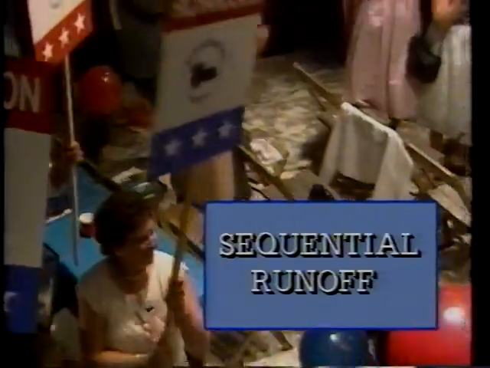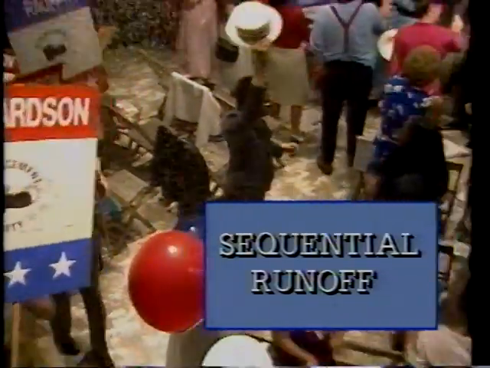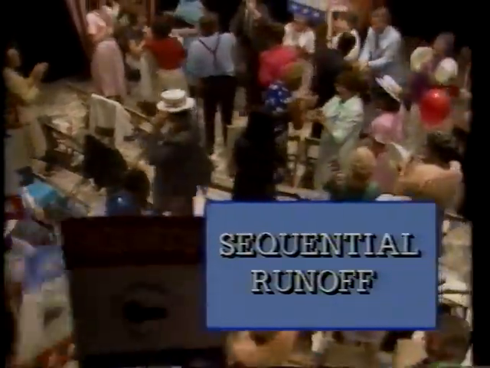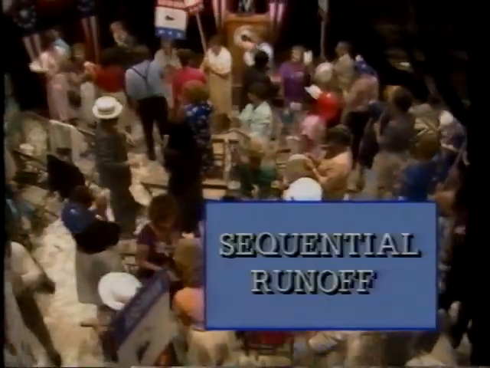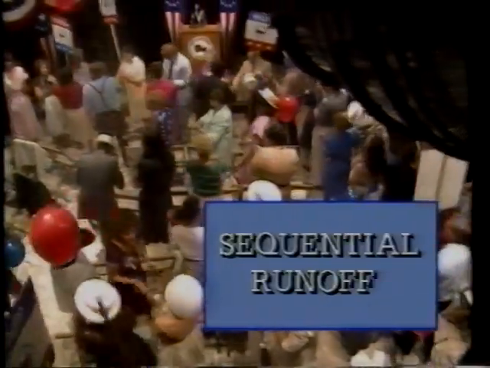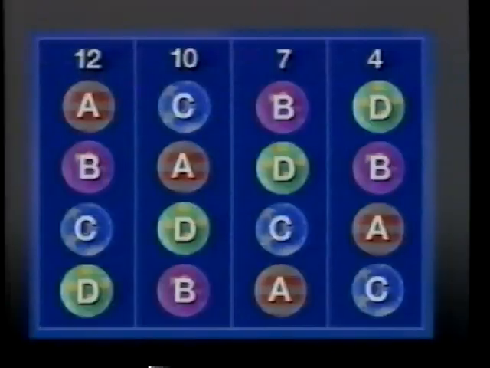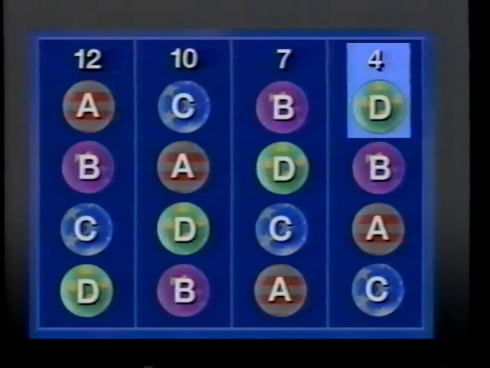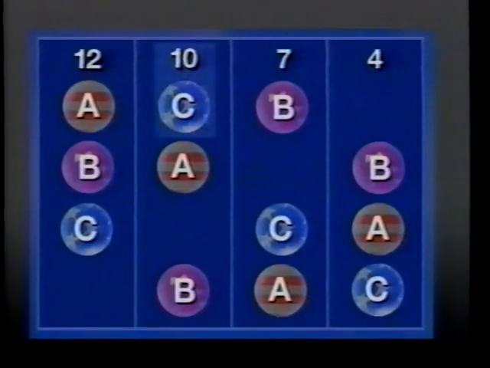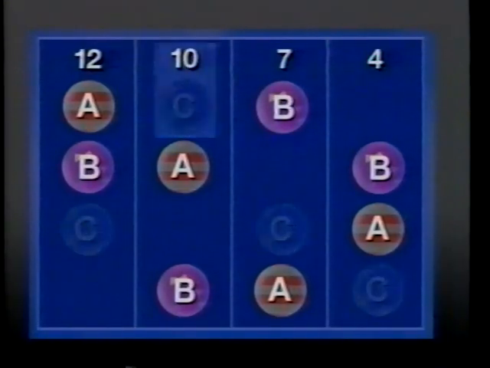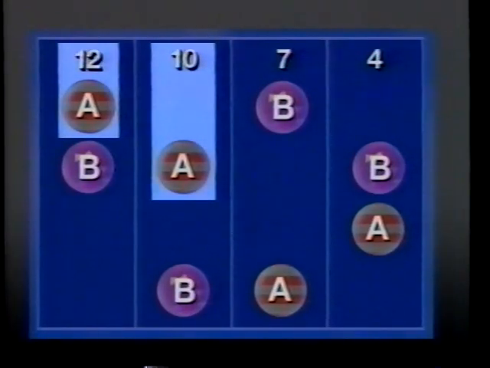Plurality with runoff, which we saw a minute ago, and sequential runoff are both elimination methods. But in sequential runoff, we eliminate just one candidate at a time. Let's look at an election lineup with 4 candidates to see how sequential runoff works. This time, since D has the fewest first-place votes, we eliminate her. In the second round, C is the loser. Then A wins on the third tally.